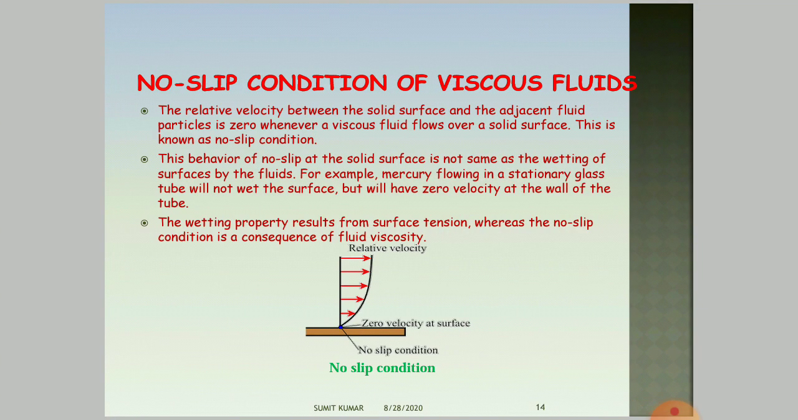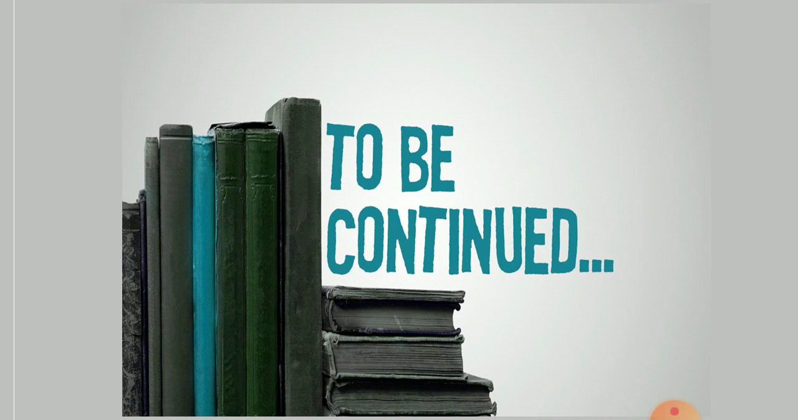The no slip condition is already discussed in the previous lecture, which is that the velocity of the fluid layer adjacent to a solid surface which is at rest is zero. The no slip condition and wetting of surface are two different things. The wetting property results from cohesion and adhesion factors, whereas the no slip condition is a consequence of fluid viscosity.